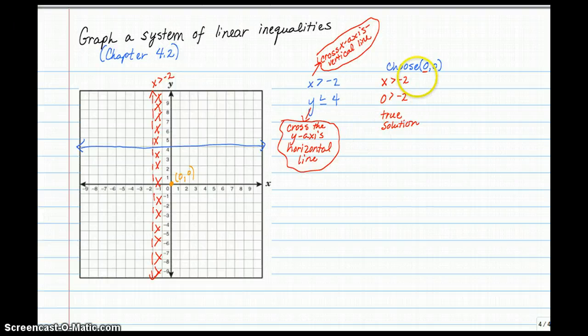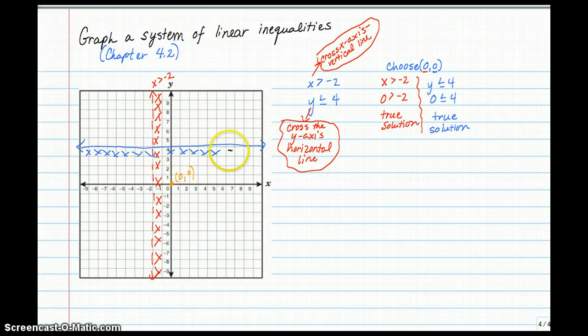Now the other line, you have to choose 0, 0 for both lines, is y is less than or equal to 4. Substitute in the 0 from the y position. 0 is less than or equal to 4. That is true. If it is true, it is a solution, which means you need to put X's on the side of that line that includes 0, 0. So the below part includes 0, 0, so we put X's all the way across.